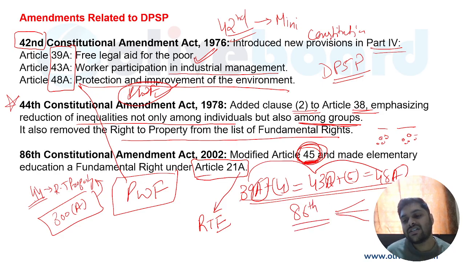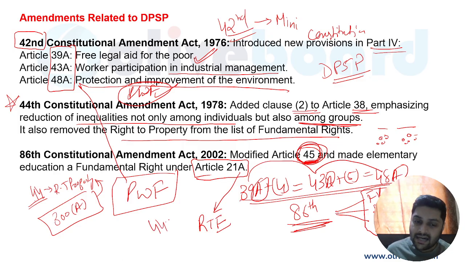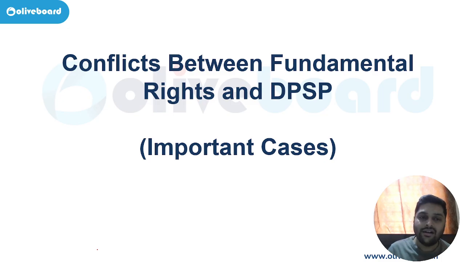Why? It made changes to the three most important parts of the Constitution: fundamental rights, DPSP, and fundamental duties. It is one of the few amendments, in my knowledge maybe the only amendment, which made a change in all three together: fundamental rights, DPSP, and fundamental duties. So please remember the 44th Amendment Act, right to property as a legal right, and the 86th Amendment, right to education. Okay, simple. Now, let us come to the rivalry. Conflict between fundamental rights and DPSPs.